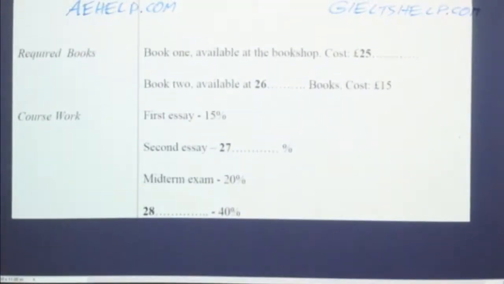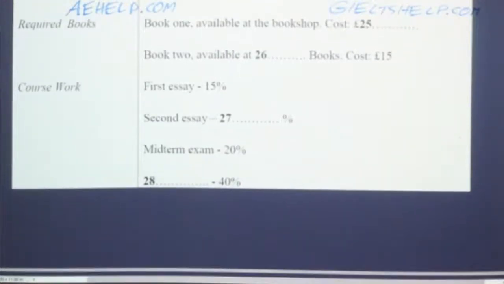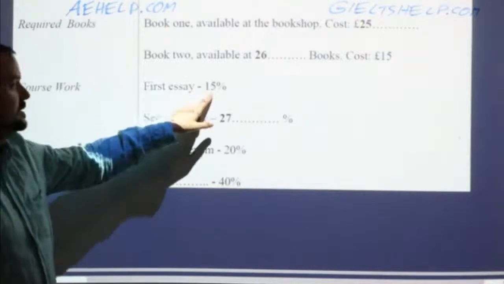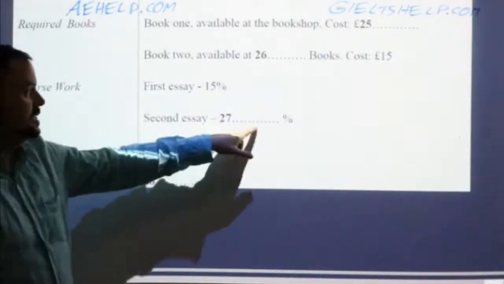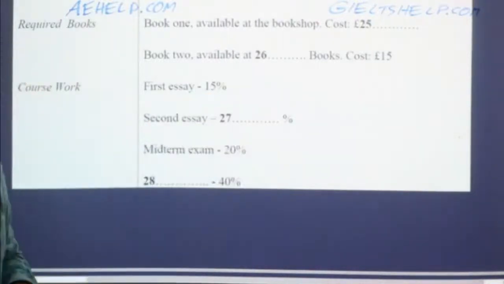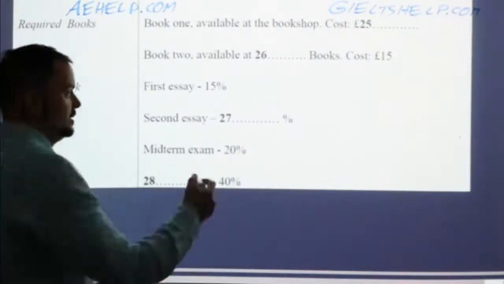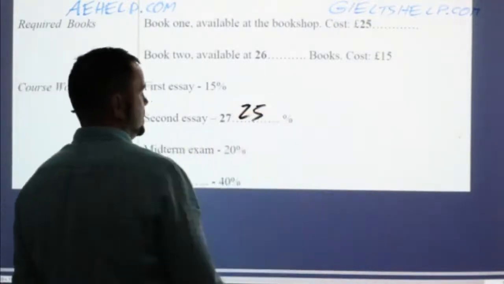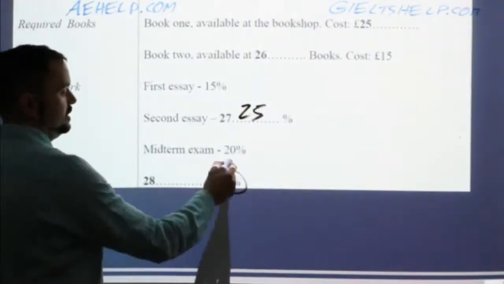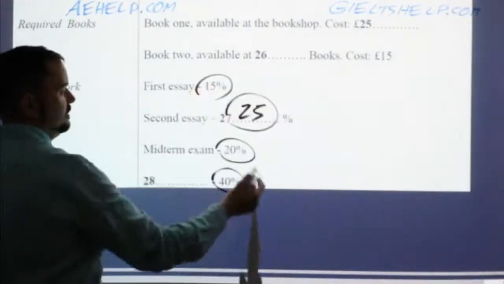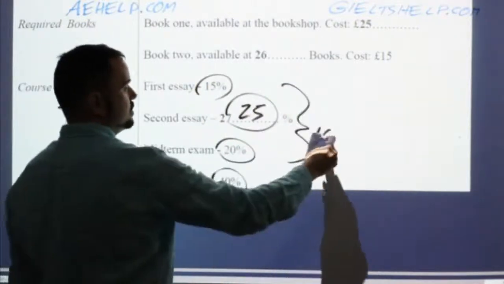All right, now we had a little break after Buster's books. Then we had a chance to look at 27 to 30. Coursework. So the course is divided into several components for the grade. There's the first essay, it's 15%. The second essay is something percent. Hopefully everybody got this one correct. 25%. Okay. 40, 20, 25, 15 equals 100%, right?